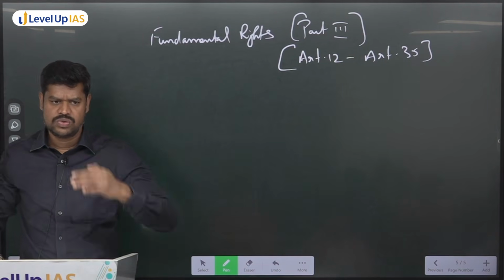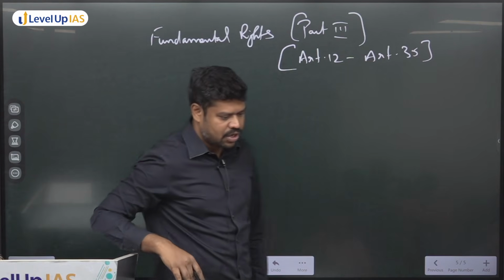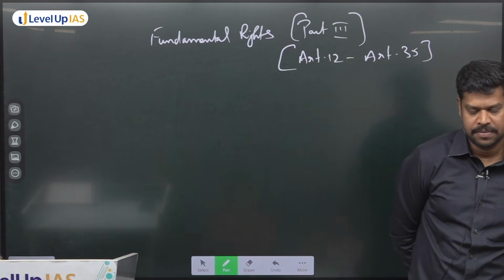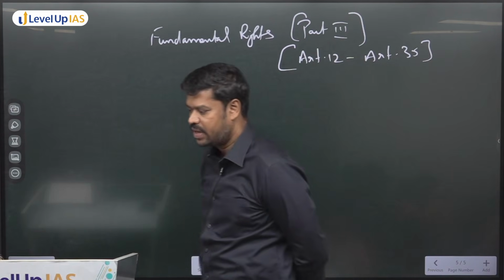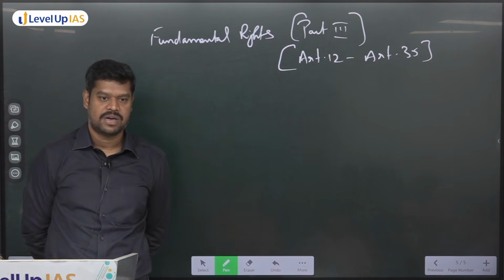So these articles, as you do it regularly again and again, you will remember anyway. Article 12 to Article 35. Now tell me what is a fundamental right. In part 3, you have Article 12 to Article 35. So what is your definition of fundamental right? How would you define fundamental right?